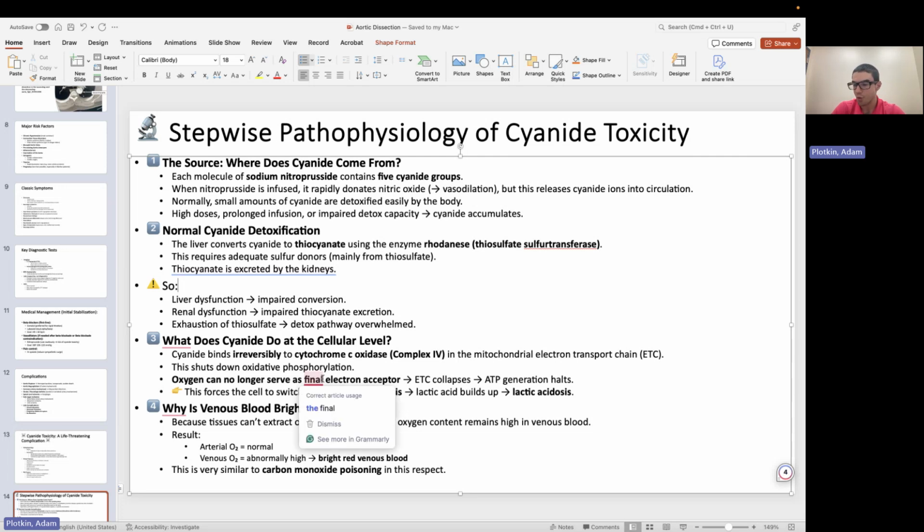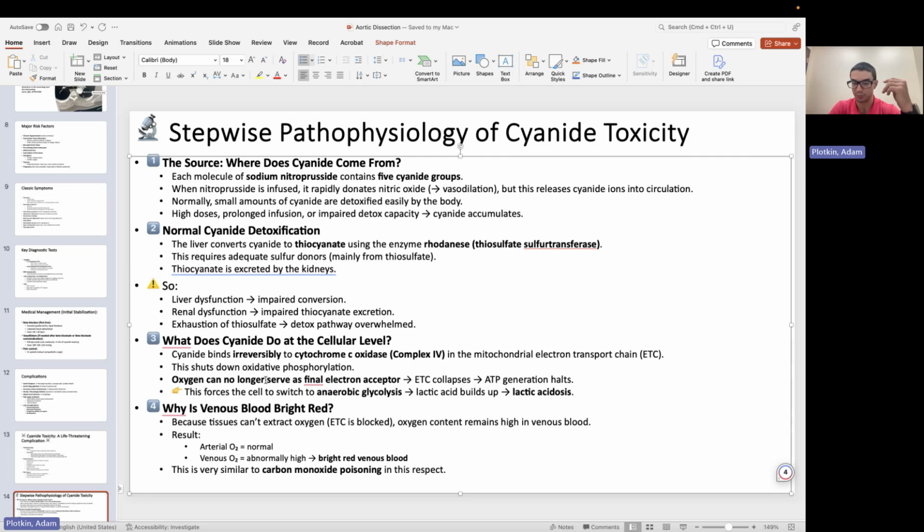So what does cyanide do at the cellular level? Well, it binds irreversibly to cytochrome C oxidase. We've already talked about this in the ETC. It shuts down oxidative phosphorylation. The oxygen can no longer serve as the final electron acceptor, so the electron transport chain collapses and ATP generation halts. So what does our body do? Our body has to rely on anaerobic glycolysis. To do anaerobic glycolysis, the end step, we make lactic acid. That lactic acid we make lactate. That lactate builds up and it leads to lactic acidosis.